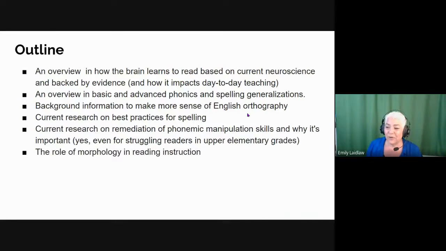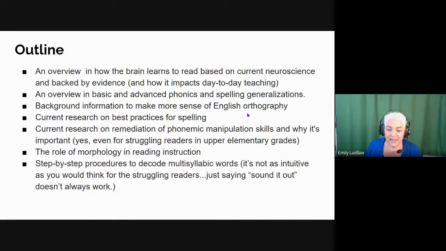We're going to look at the role of morphology in reading instruction, and this will be primarily for the older grades as we go on to Thursday and Friday, for those of you who are coming in for the older grades practical application. And also for the older grades, we'll look at step-by-step procedures to decode multisyllabic words, and it's not as intuitive as just saying sound it out. We've told kids sound it out, and it doesn't work because they can't make their way through that whole long word. So we will go through that. That's the outline, and then I will also provide reference material and cheat sheets and things that I have found useful in the classroom. Okay.